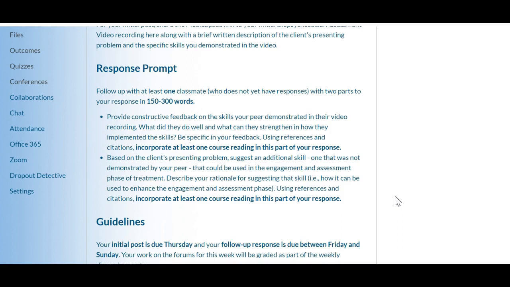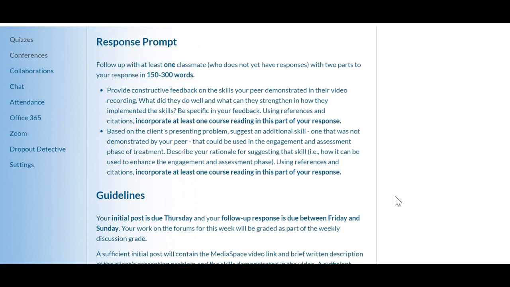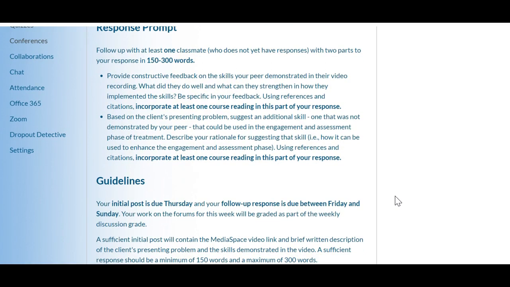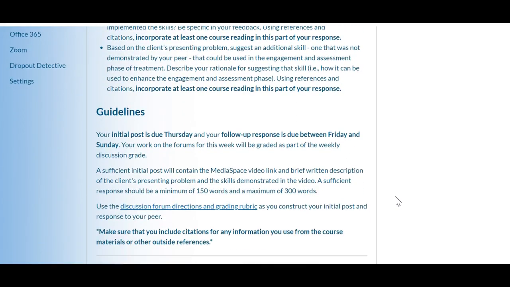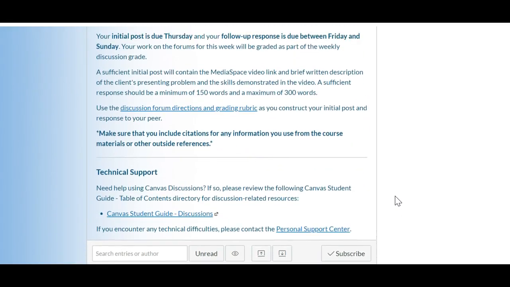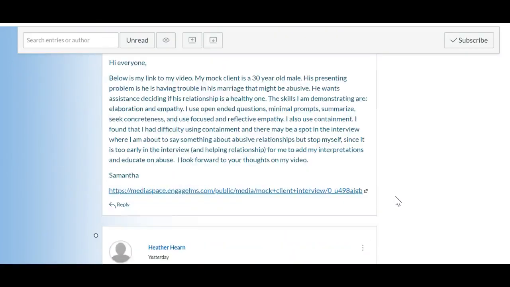And based on the client's presenting problem, suggest an additional skill, one that was not demonstrated by your peer, that could be used in engagement and assessment. Discuss your rationale for suggesting the skill. And again, same instructions for the post and response.